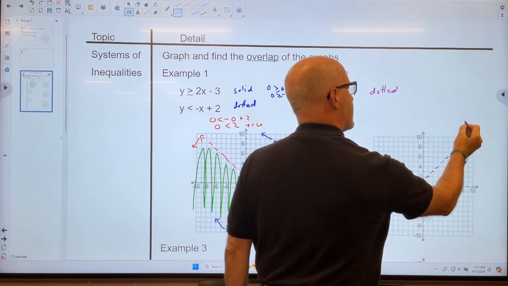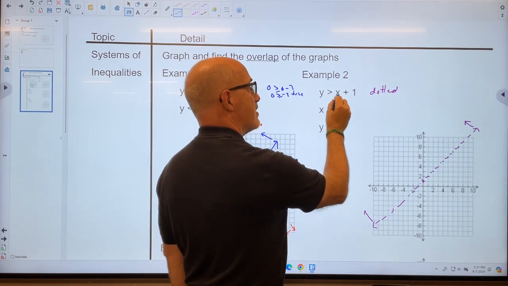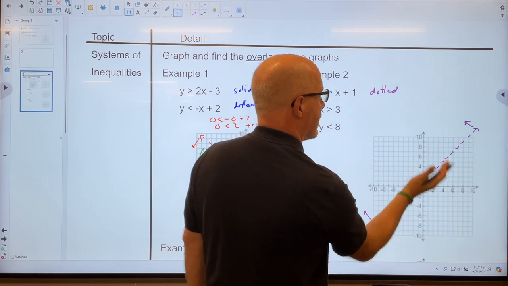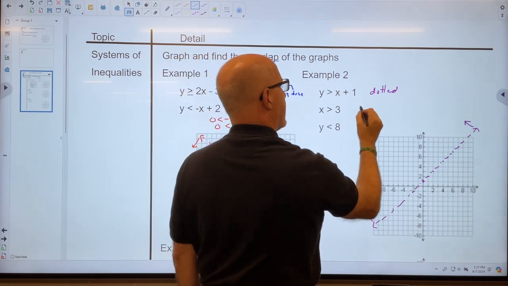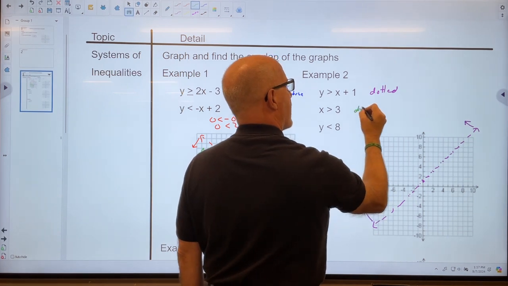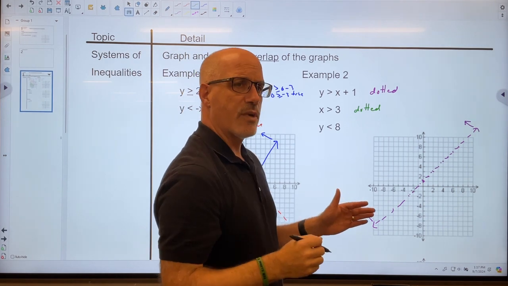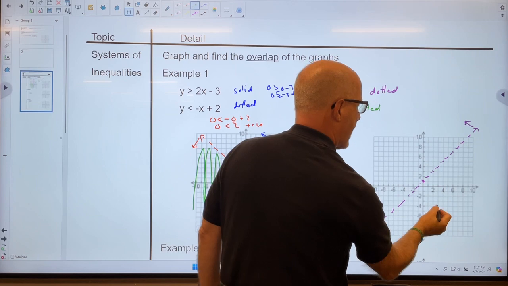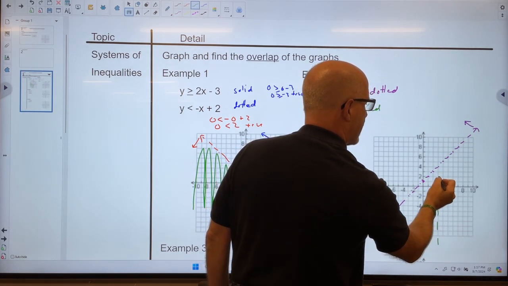If you wanted to test, you test 0, 0, which is below it. Is 0 greater than 0 plus 1? And 0 is not greater than 0 plus 1, so we'd shade on the other side. Let's do the next one. We'll do this one in green. So this one's also going to be dotted. Now x greater than 3, remember the graph for x equals 3 is going to be a straight up and down line. So right here at x equals 3, I'm going to do a dotted line.